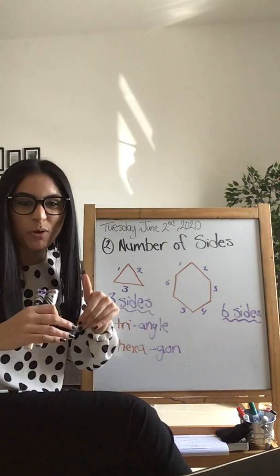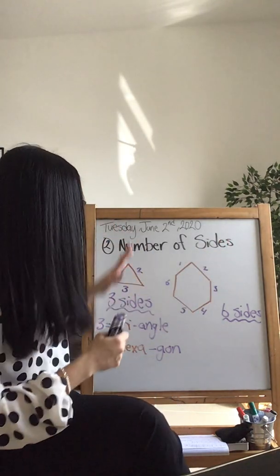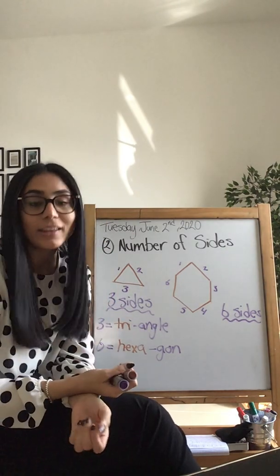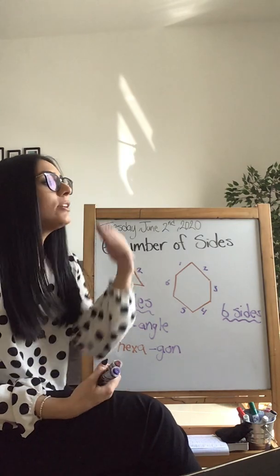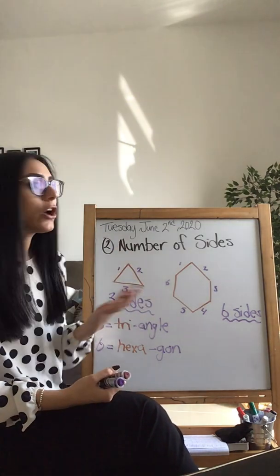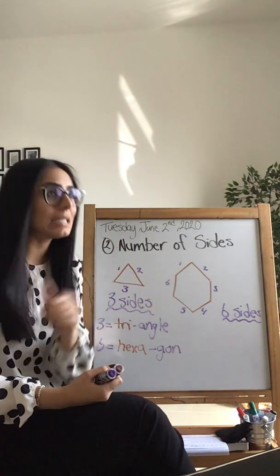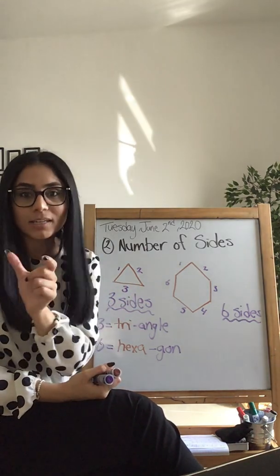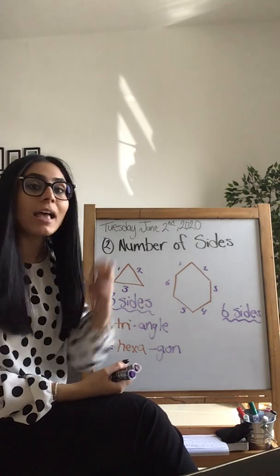So we'll do that tomorrow, but today I just want to talk about the number of sides, which all you do is count the sides. That's probably the easiest attribute to say. A square has 4 sides. A pentagon has 5 sides. A hexagon has 6 sides. An octagon has 8 sides. A triangle has 3 sides.